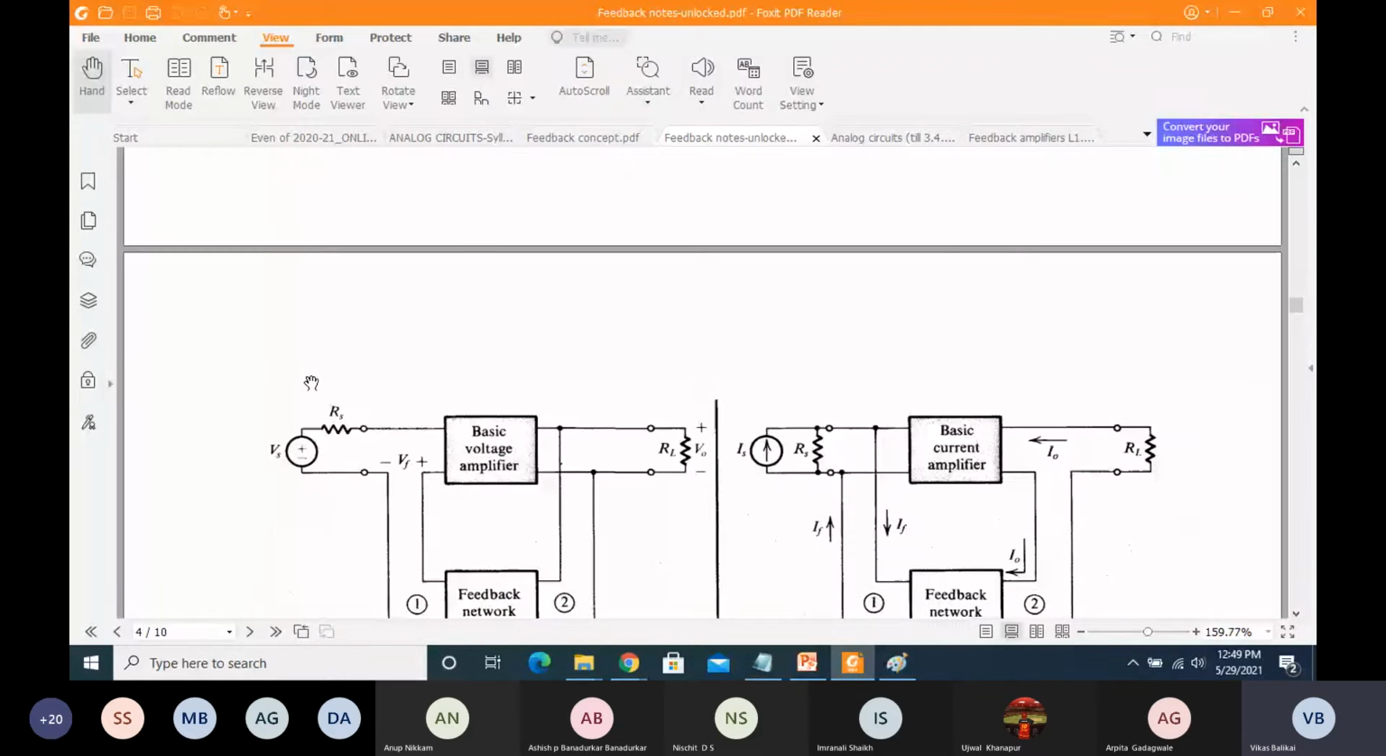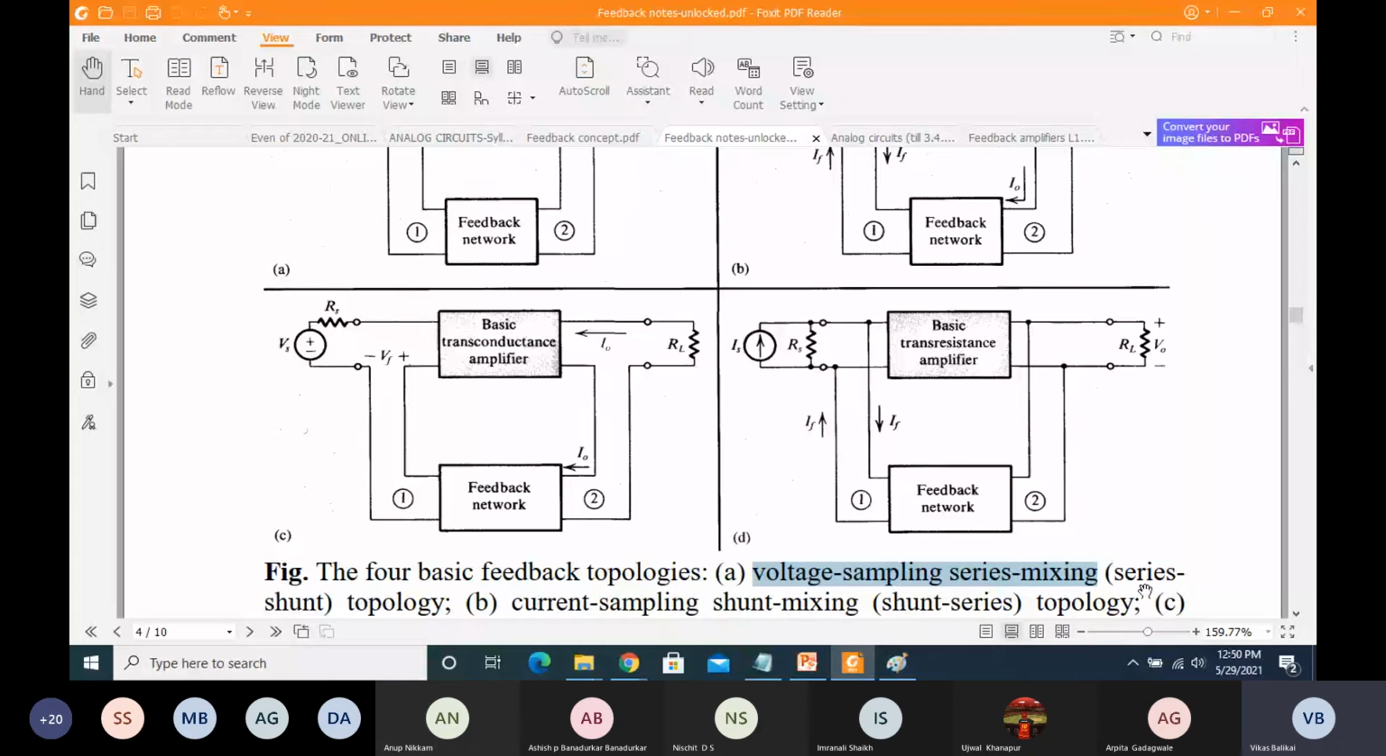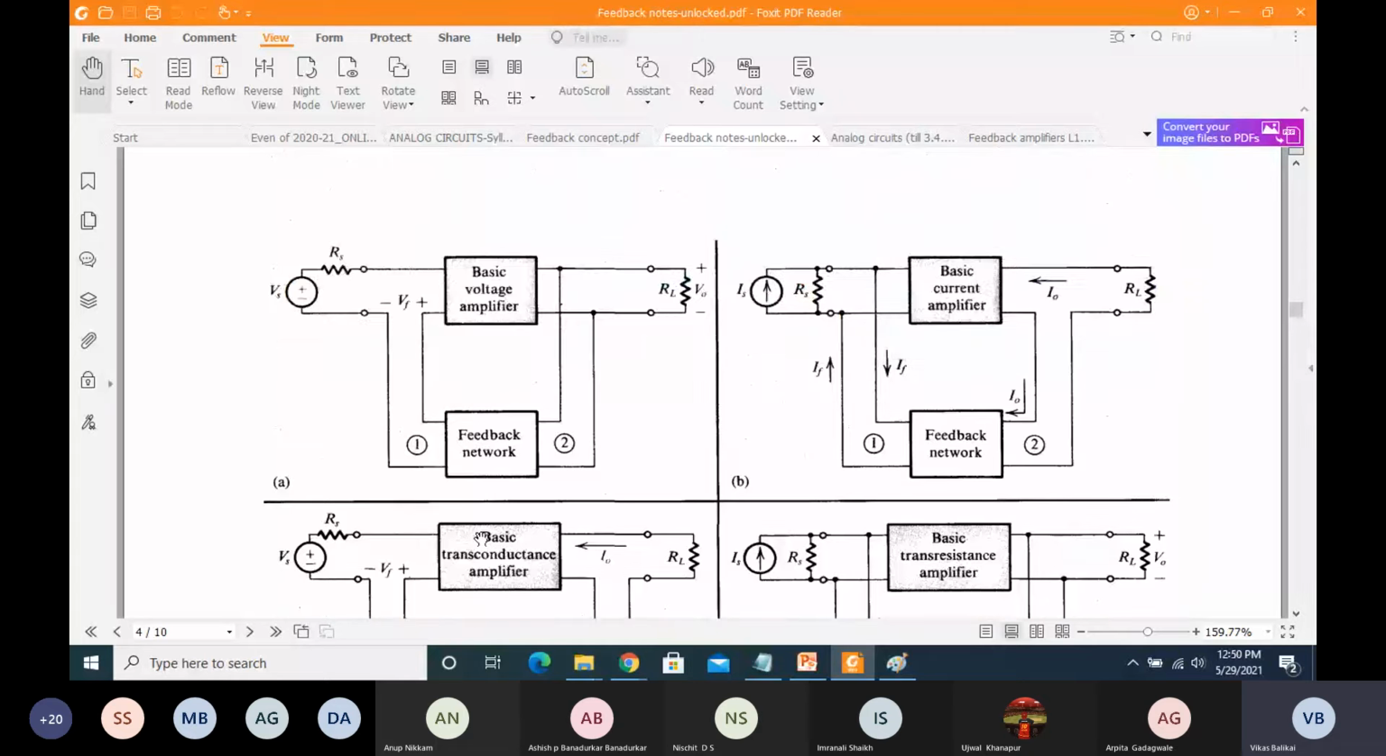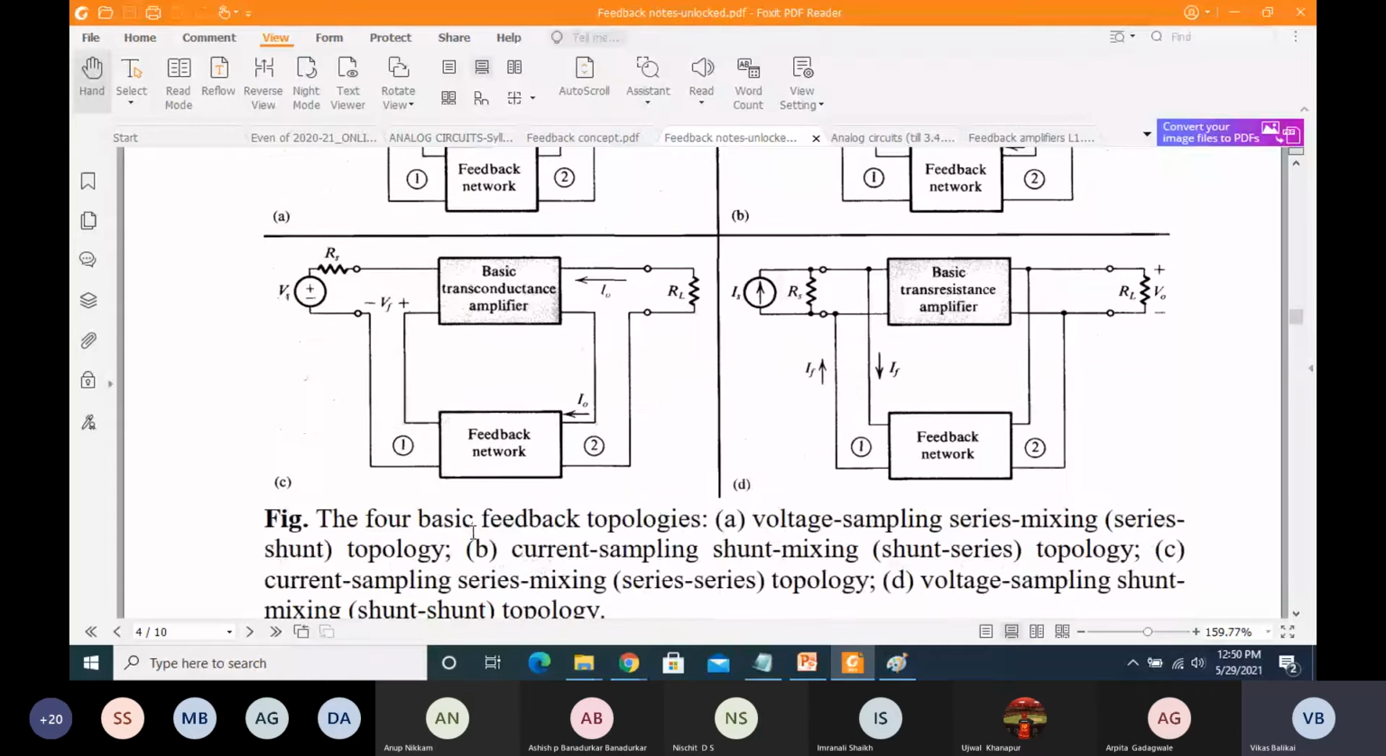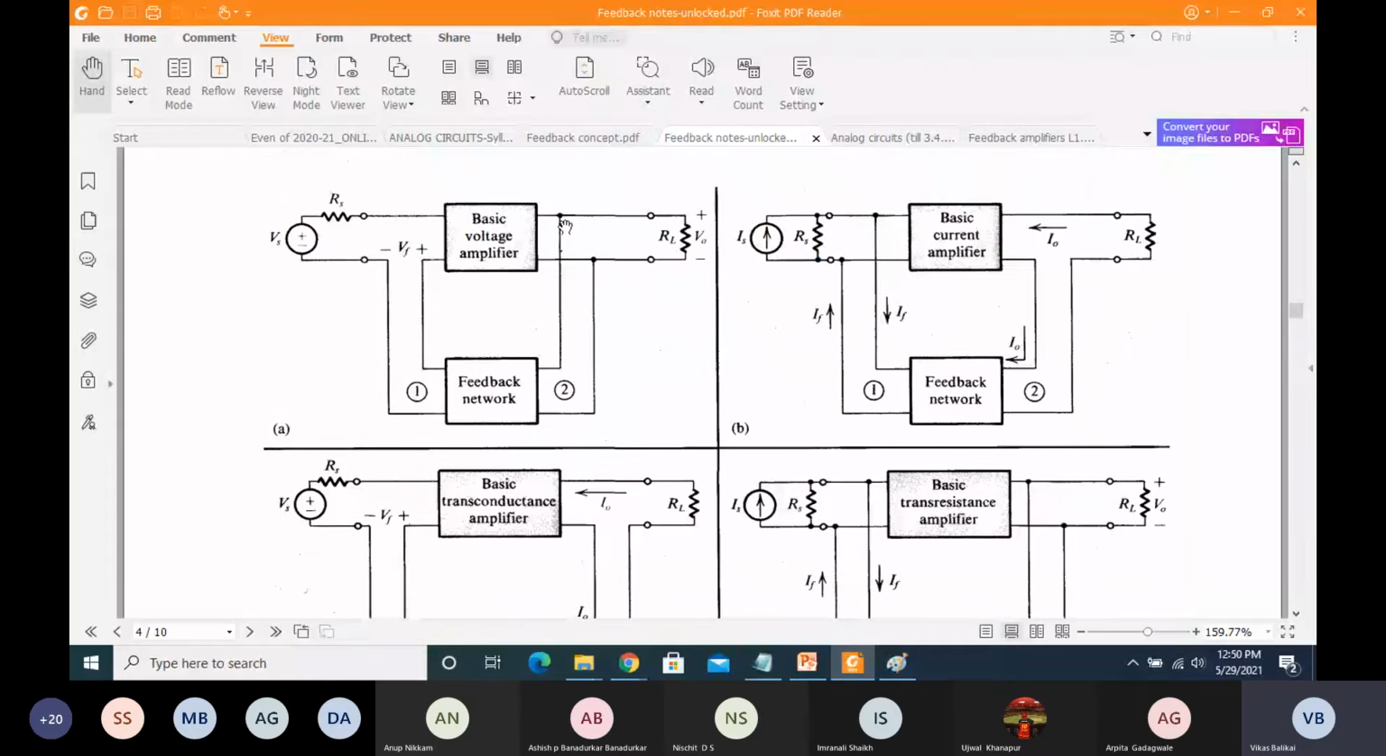So why is it called by that name? It is also called series shunt topology. See, voltage sampling, series mixing. So what is getting sampled over here? Voltage is getting sampled from the output side, and it is getting mixed in a series manner. The particular terminal is entering directly into the input, and the other terminal is entering the other part of the input. So the mixing is happening in the form of series.